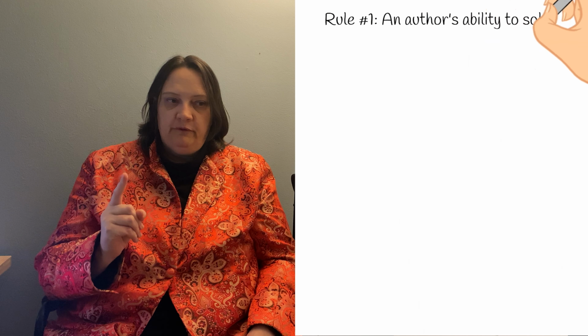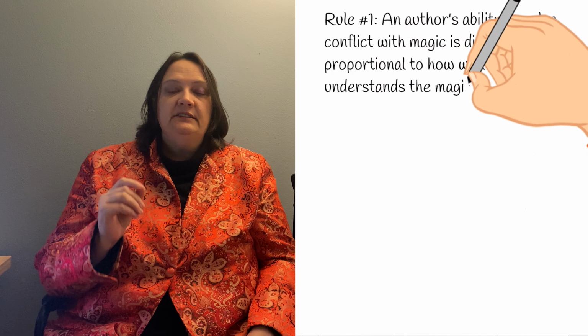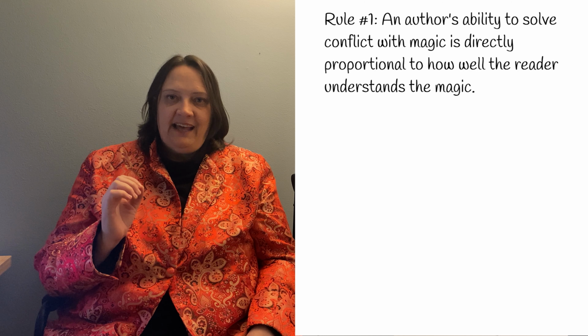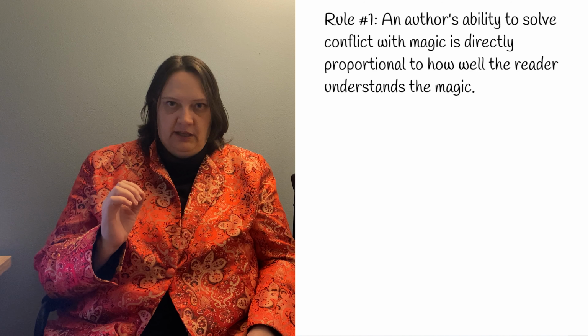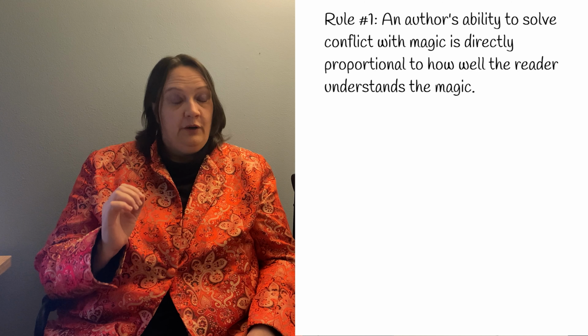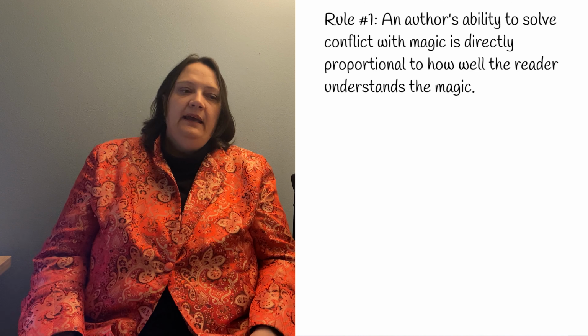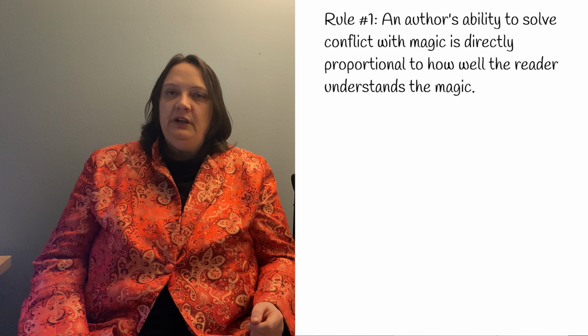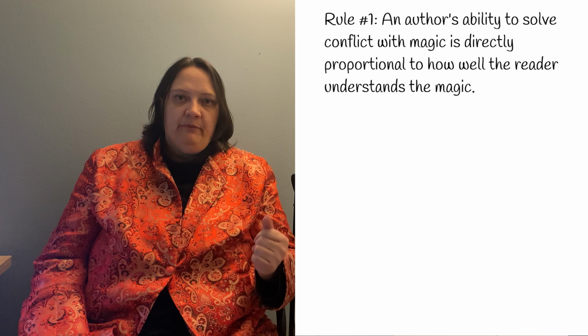And then finally, let's talk about those three rules of Brandon Sanderson's. Rule number 1: an author's ability to solve conflict with magic is directly proportional to the reader's understanding of the magic in their world. What does that mean? It means that you shouldn't have poorly explained magic. You shouldn't have solutions just pop up.